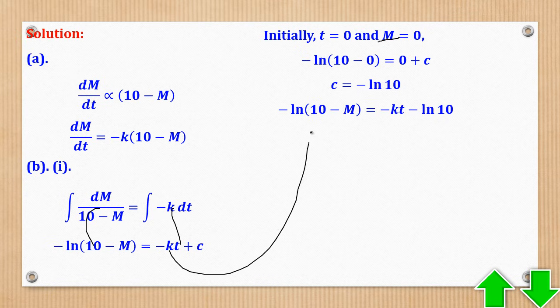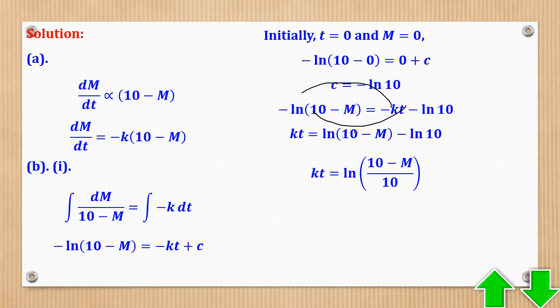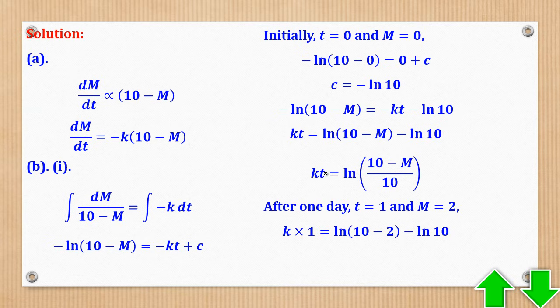Substitute for negative ln 10 here to give you that. Simplify. Bring this on this side and this on the other side. You'll come up with that. Then from there we can combine these two to give you this division. So after 1 day, M is 2. So we shall substitute t is 1 and M is 2 to give you this. So K is ln 0.8.